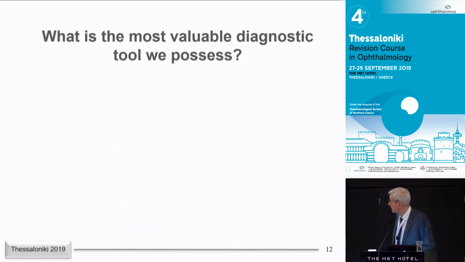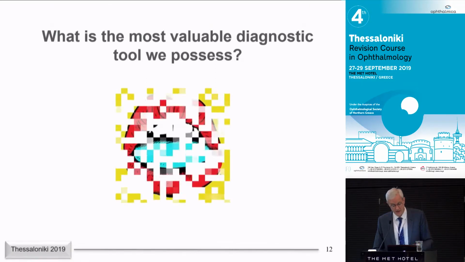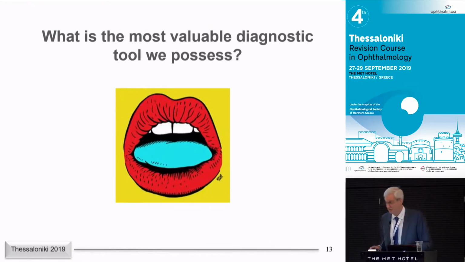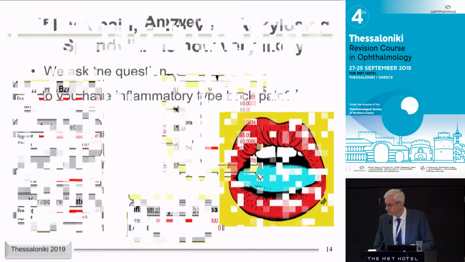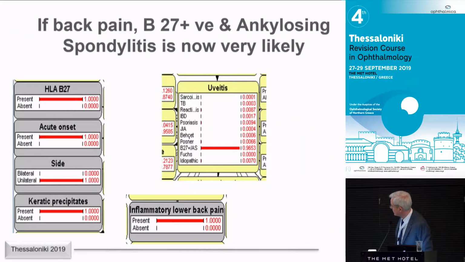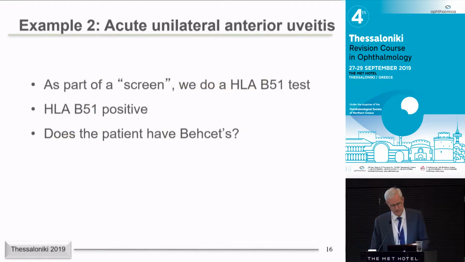But what's the most valuable tool that we possess in our armamentarium? It's actually what we ask the patient. That is the most valuable tool. We ask the patient, do you have inflammatory type back pain? It's a simple question: stiffness in the morning, pain. He says yes. It suddenly raises the probability of it being B27 associated anterior uveitis, possibly linked with ankylosing spondylitis, hugely. And we should test. So the post-test probability has really shot up. That's how the mathematics of it works.